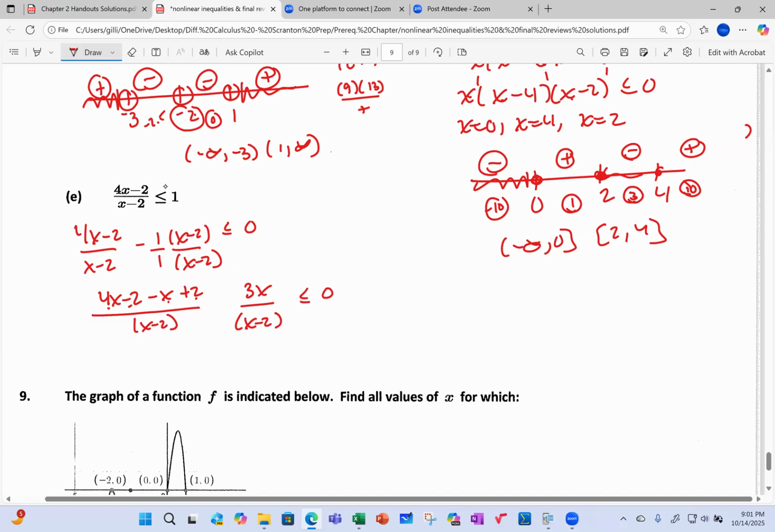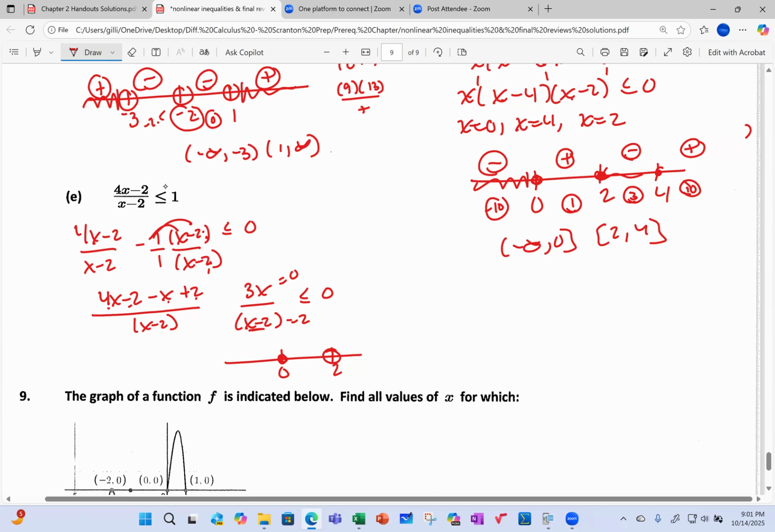So once again, set it to 0 by subtracting 1 and multiplying top and bottom by x minus 2, and then distributing that minus sign through. My critical points are 0 and 2. The bottom critical point, which is 2, always gets an open circle because you can't divide by 0, while the numerator will be 0 because we're including 0 here. So this critical point is 0, this critical point is 2, but the bottom critical point gets the open circle.